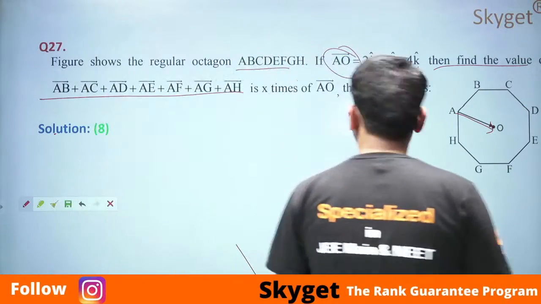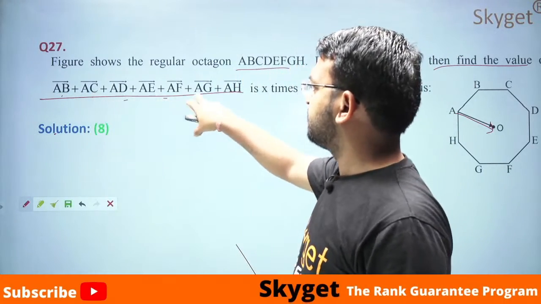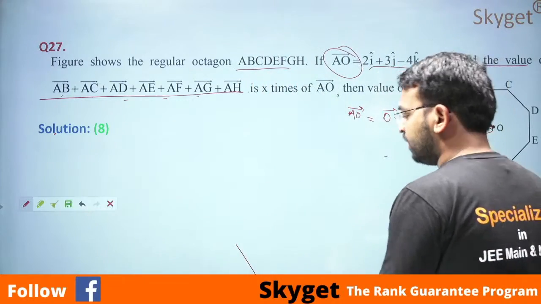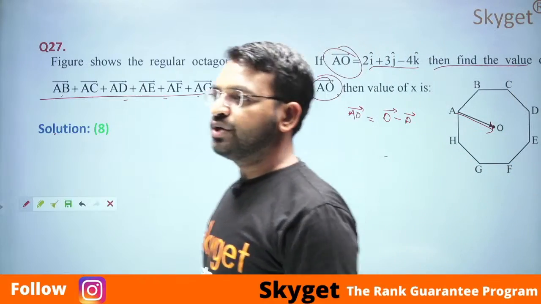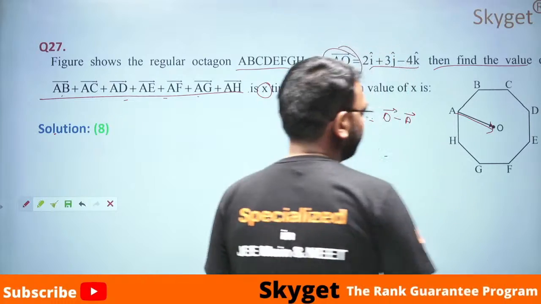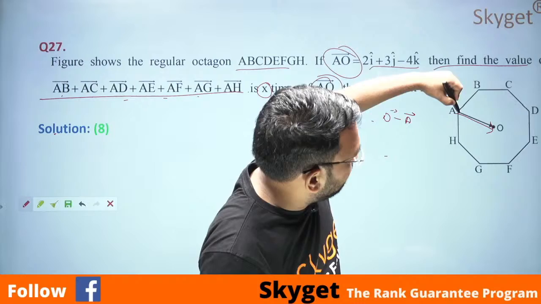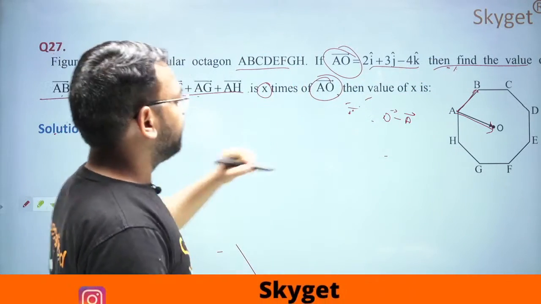Now what are these different vectors we have? AB vector plus this vector plus this vector plus this, so much. Now try to see, this is x times AO. So whatever the value of AO is, if you add all the vectors, you are going to get this. Now try to derive one relation, very important. Let's suppose A to B is my one vector. Then the second vector is A to C.